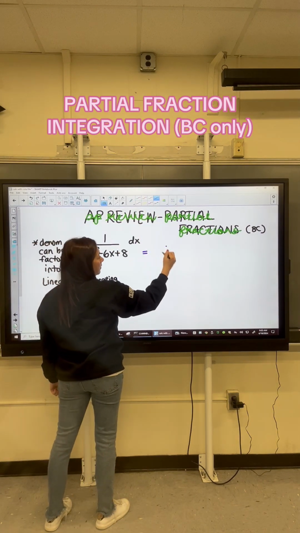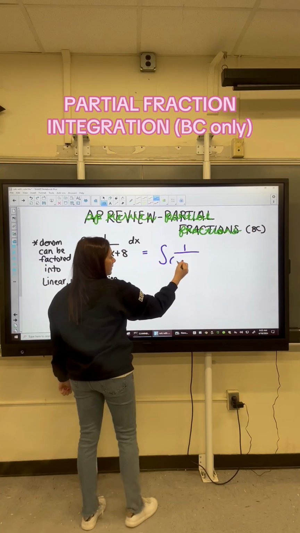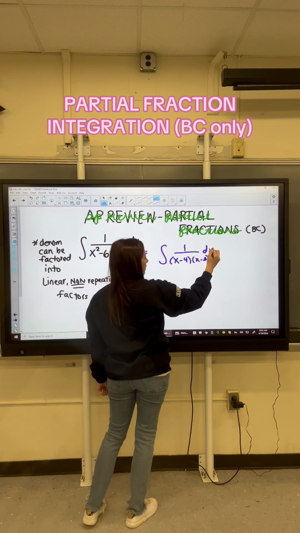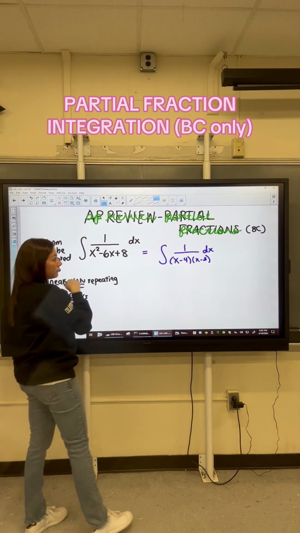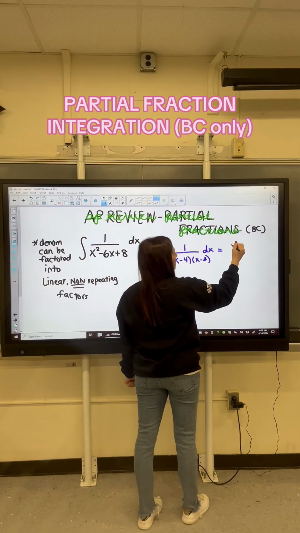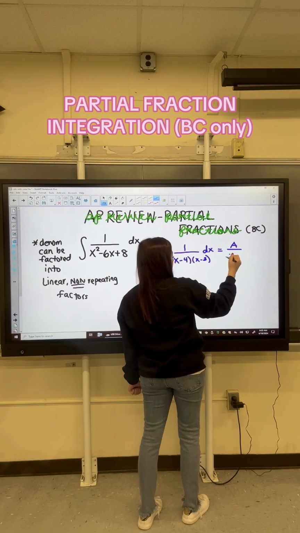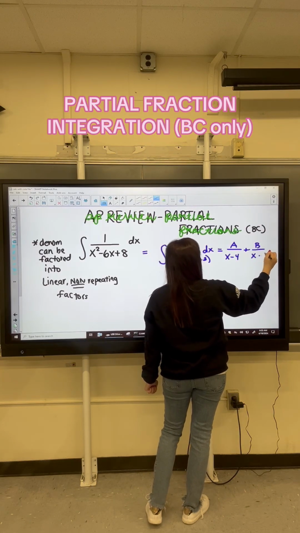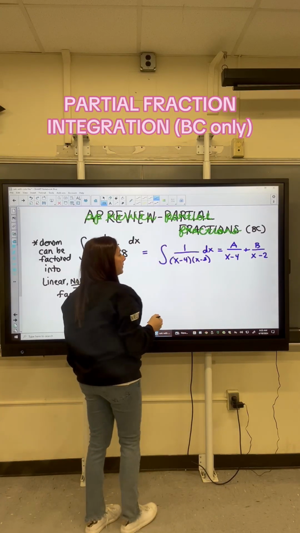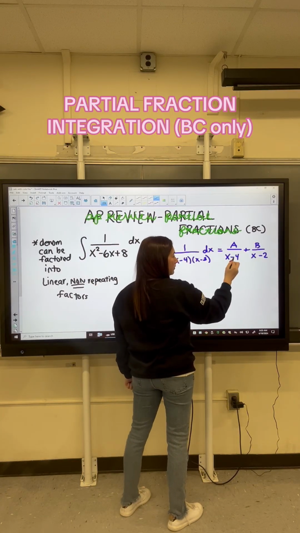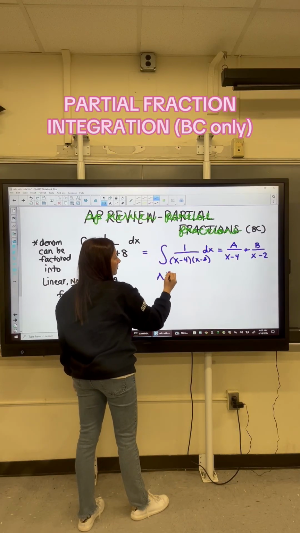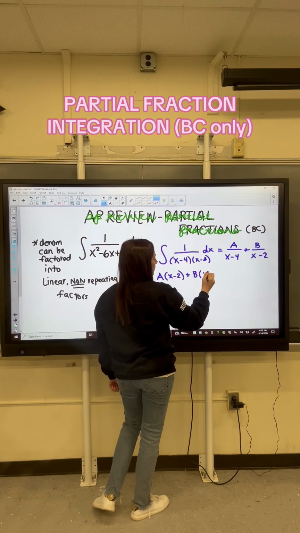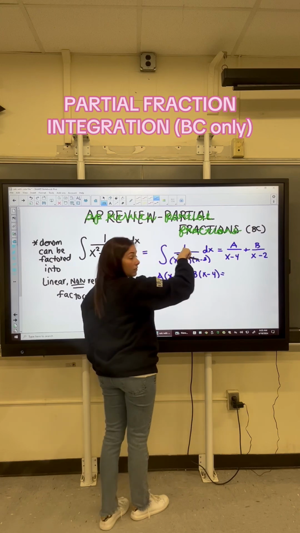So step one is we're going to factor the denominator. So we're going to go ahead and factor this, and it's going to be 1 over x minus 4, x minus 2. Sorry, I couldn't read that for a second. And what we're going to do is we're going to assign temporary numerators. So a over x minus 4, b over x minus 2, and it doesn't matter which one goes where. So the quick trick is you're going to multiply a times the other denominator plus b times the other denominator, and we're going to set it equal to the numerator, which is 1.